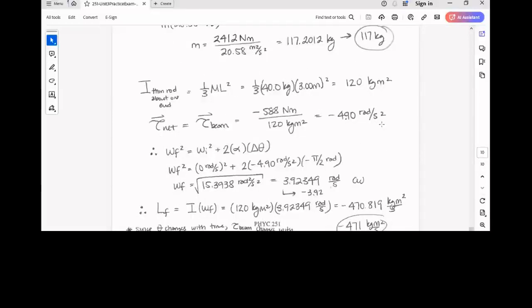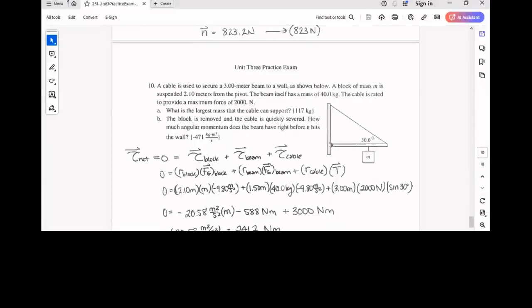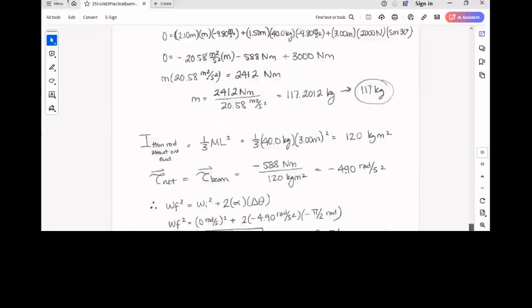Now, if I know what the angular acceleration is, which is what I get from taking a torque and dividing it by a moment of inertia, I can use that with a rotational kinematic equation. Omega final is unknown, but I know that omega initial is 0. I know that alpha has a value of negative 4.90 radian per second squared, and the delta theta that this would swing through would just be negative 90 degrees. Visualize where this beam would land after you snipped the cable and you let it come to rest. It would just be hanging straight down, so that would be an angle of negative pi over 2 radian.